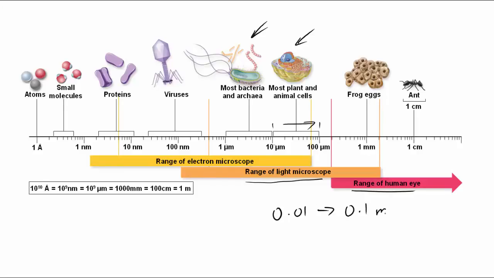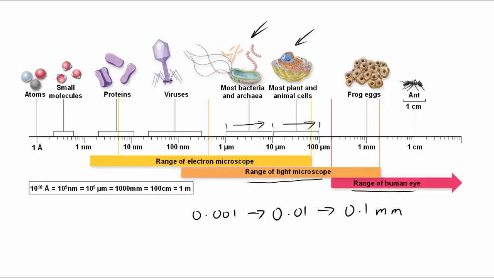Bacteria are even smaller than that. Most bacteria are between 1 micron and 10 microns in size. So again, that's 0.001 millimeters to 0.01 millimeters in size. This is within the range of a light microscope that you'll be able to use in biology.